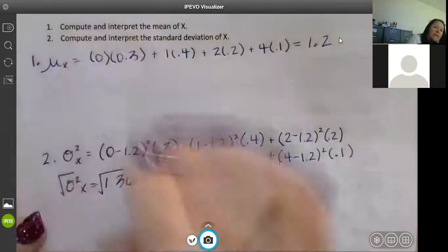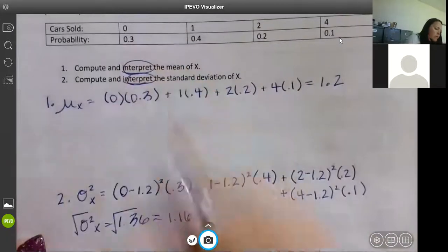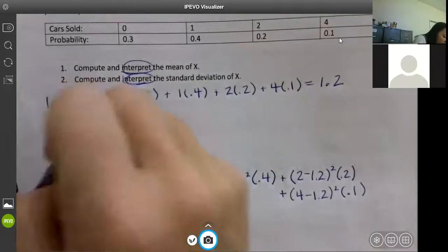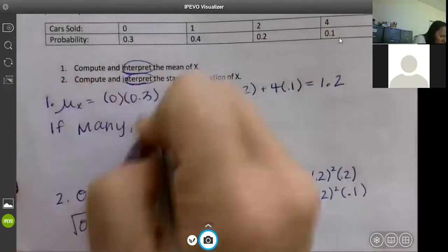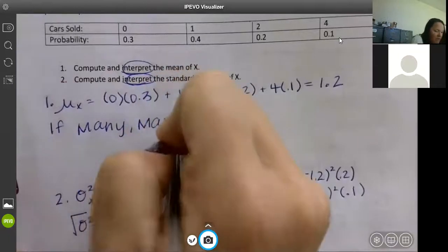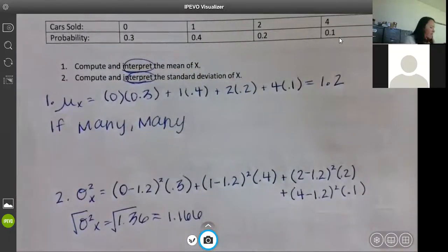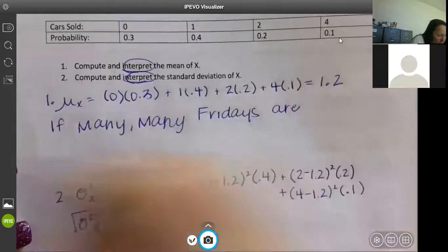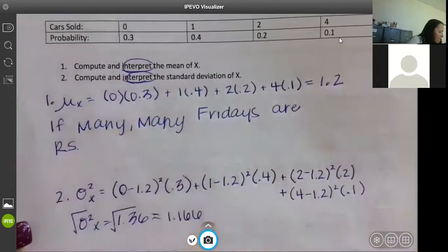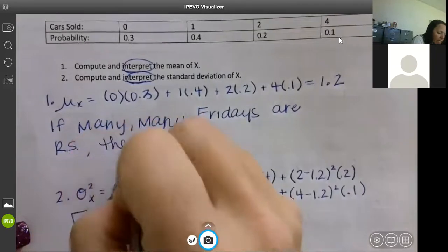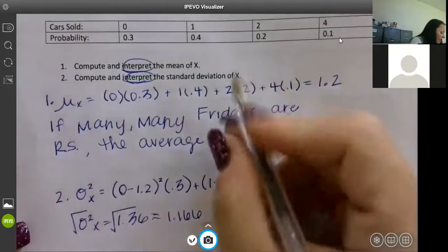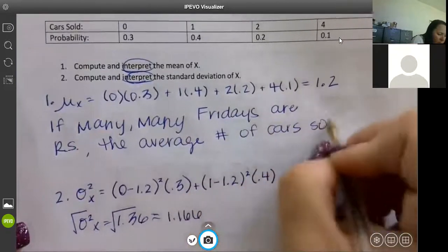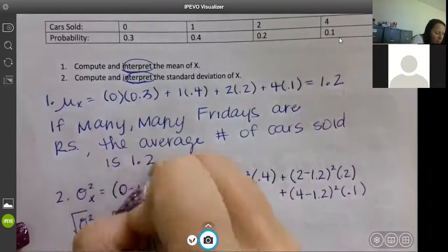All right. So then let's go back and do the interpret part. So don't forget this part. So here's the difference in the mean. You have to include these two words. I know that sounds so dumb. If many, many Fridays are randomly selected, the average number of cars sold is 1.2.